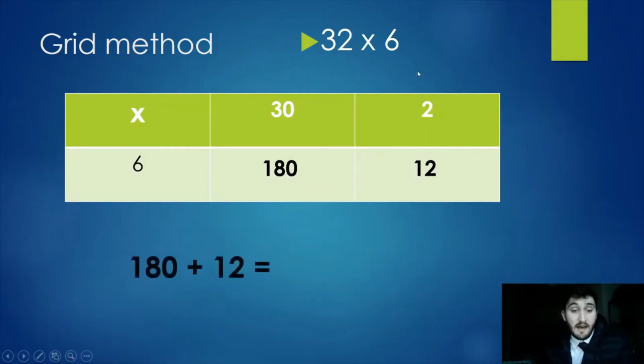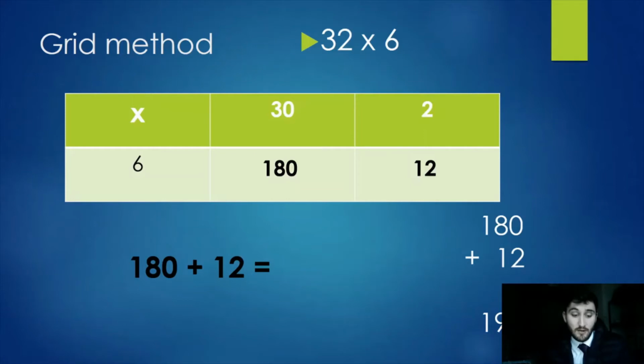So then underneath, I must do 180 add 12, nice and easy. Or I could even show it as a column addition. Do my ones, 0 add 2 equals 2 ones. In my tens, 8 tens add 1 ten equals 9 tens. And then in my hundreds, 1 hundred add 0 hundreds equals 192. Hopefully you were working through that with me.